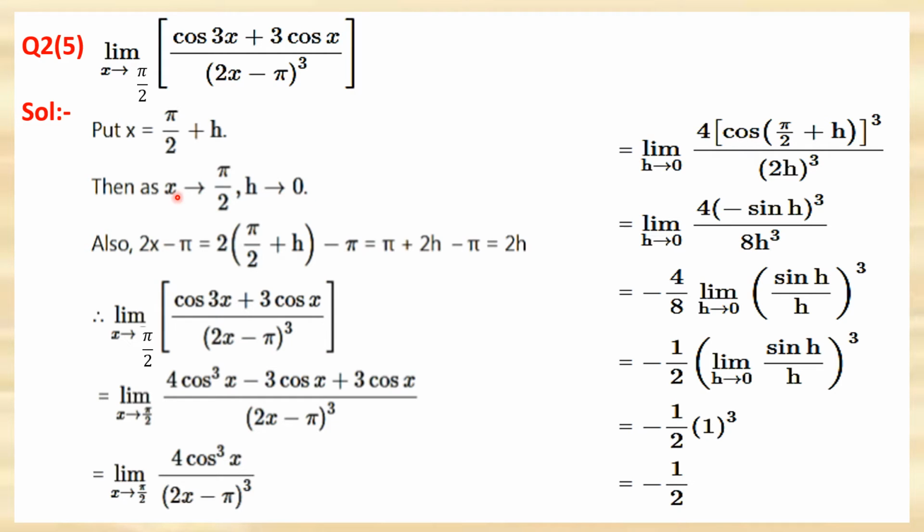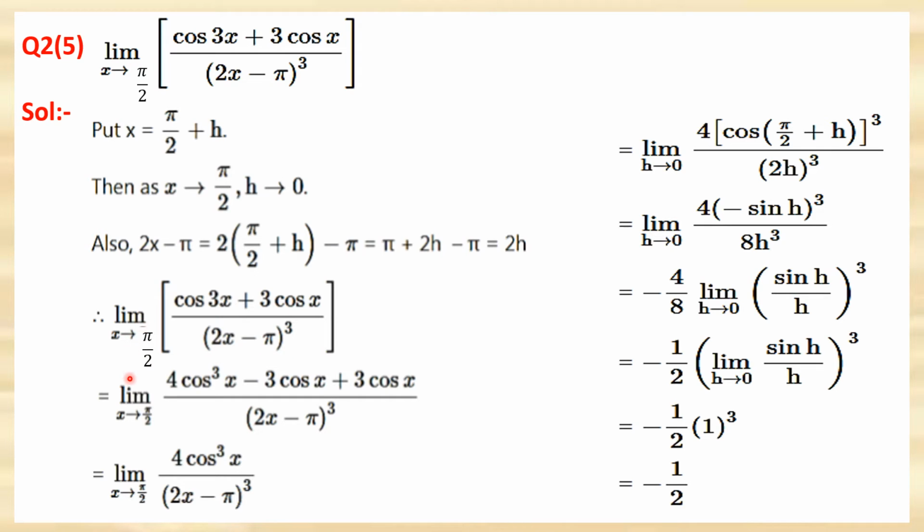Now apply the substitution in the denominator first. That is, 2x minus pi will become 2 into (pi upon 2 plus h) minus pi. And open this bracket, we will get 2 into pi upon 2 is pi plus 2 into h, 2h minus pi, which is equal to 2h by cancelling this pi minus pi. Now we will simplify the given function a little more, then we apply the substitution.